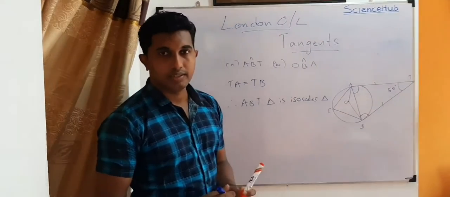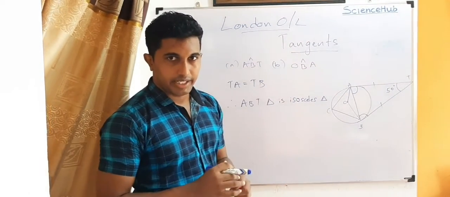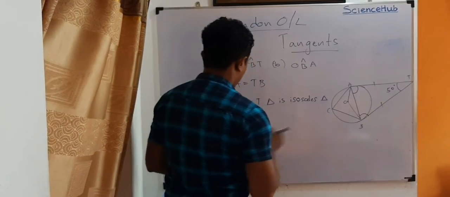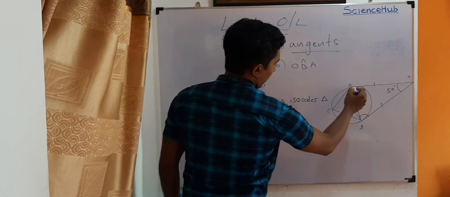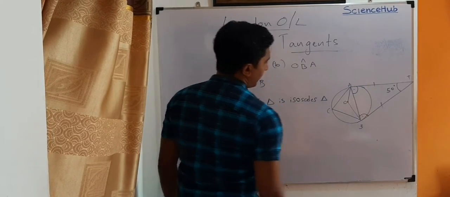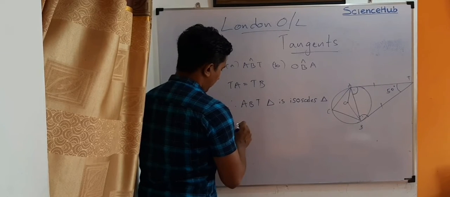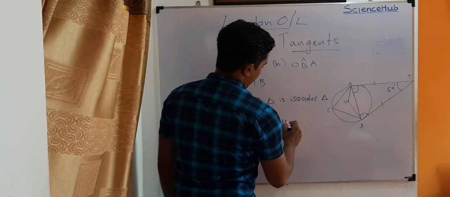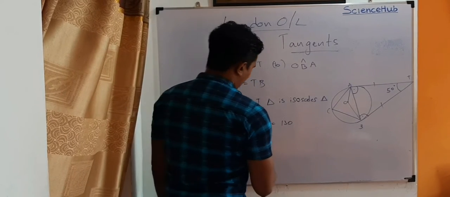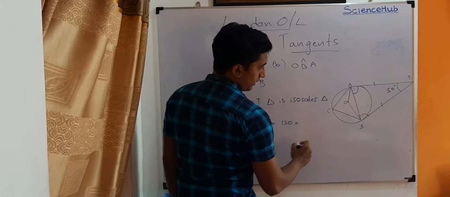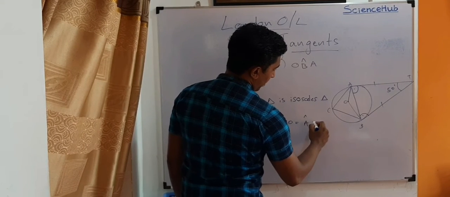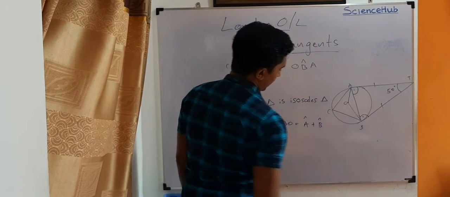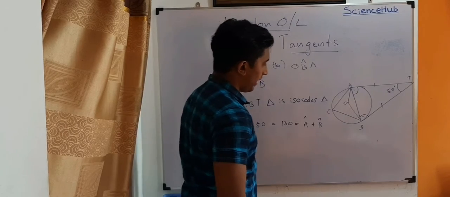The sum of the angles inside a triangle is equal to 180. Therefore, the value of A and B together should be 180 minus 50, which is 130. This 130 should be equal to the sum of A plus B.